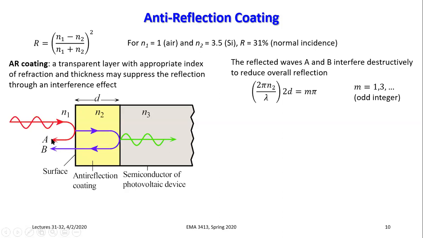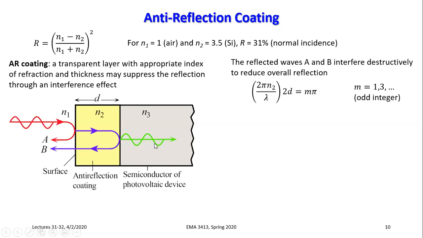There's going to be a partial wave reflected. Some other waves are going to be entering that medium, but then once it hits the back surface of the AR coating, this is the interface between the AR coating and the semiconductor, then you're going to have another reflection. So think about these A and B partial waves. If these two waves can destructively interfere, then these waves can cancel each other. So the only energy is going to go into the semiconductor. So all the energy will go in.